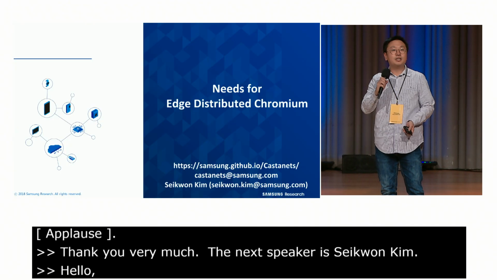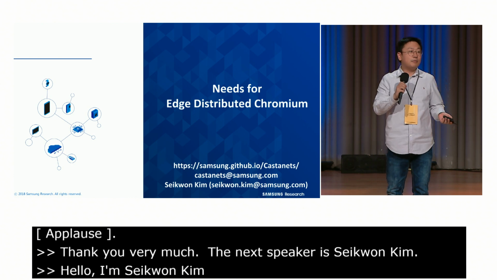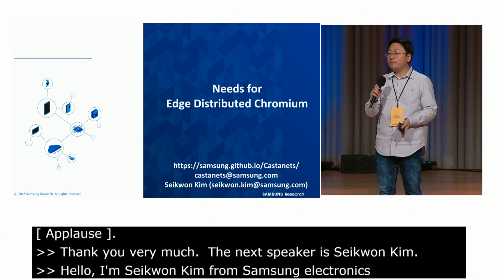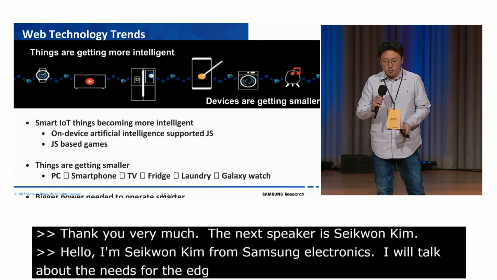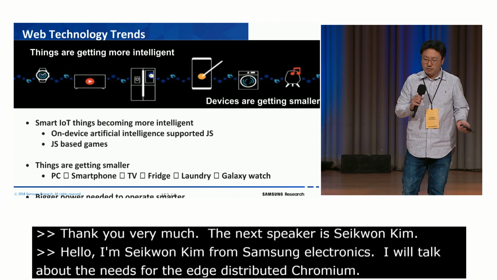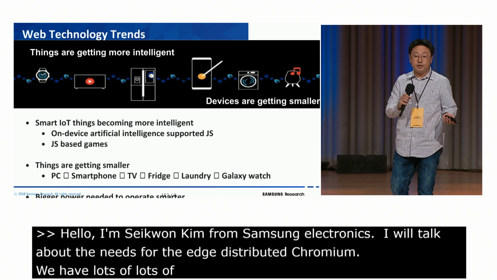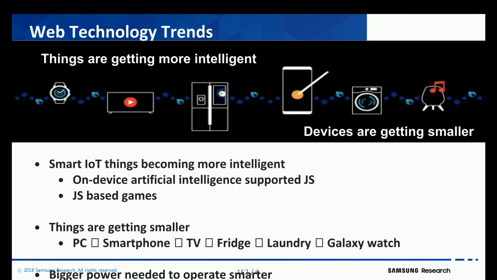Today I'll talk about the consumer electronics company's needs for edge distributed Chromium. We have lots of things at home. We have a TV, a fridge, a smartphone, laundry. We have many devices at home, and these are getting smarter and smarter. By smarter, I mean that we have a browser enabled on these devices, and on these devices we can run AI contents.